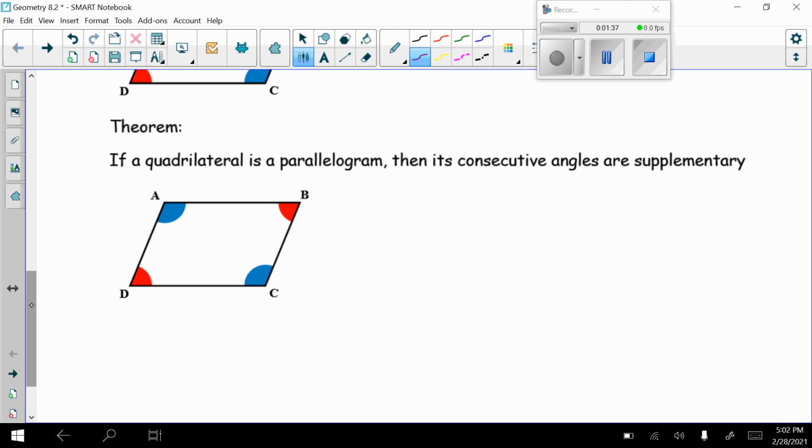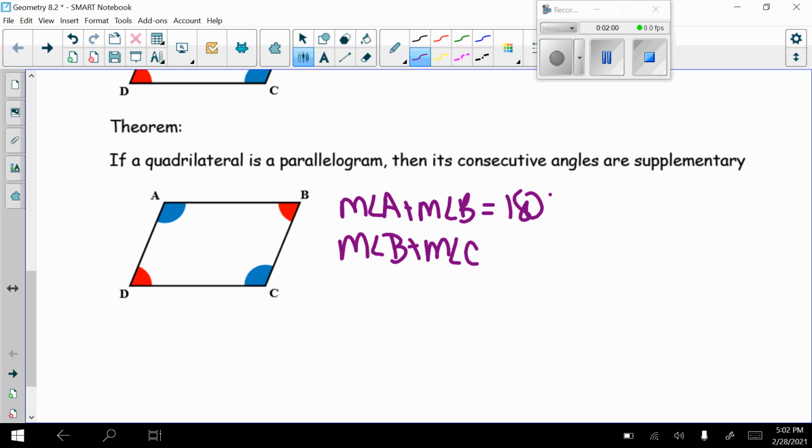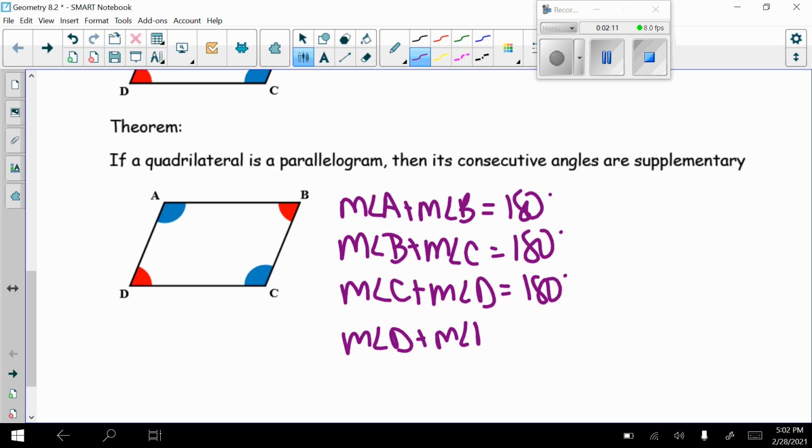We have another theorem that says if a quadrilateral is a parallelogram, then its consecutive angles are supplementary. Remember, supplementary means adds together to equal 180. Consecutive means one right after the other. So we would have several here. We could say the measure of angle A plus the measure of angle B is equal to 180 degrees. Then we could also say the measure of angle B plus the measure of angle C is equal to 180 degrees. The measure of angle C plus the measure of angle D is equal to 180 degrees. And the measure of angle D plus the measure of angle A is equal to 180 degrees. So we have 4 different options there.